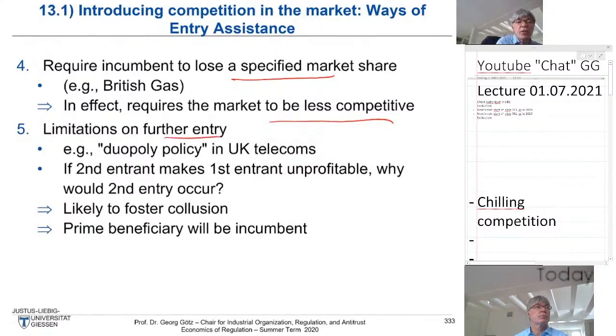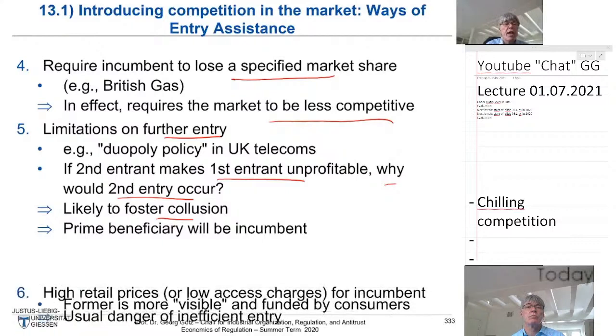Limitations on further entry, this was in the beginning of liberalization. The UK had enacted a duopoly policy. There was a single entrant, which was called Mercury, I think, and no further entrants were allowed. And here is what Armstrong and Sappington say. If a second entrant makes a first entrant unprofitable, why would second entry occur at all? Only, of course, if the second entrant would then be more efficient than the first entrant. So this is likely to foster collusion, and the beneficiary of this policy will be the incumbent.